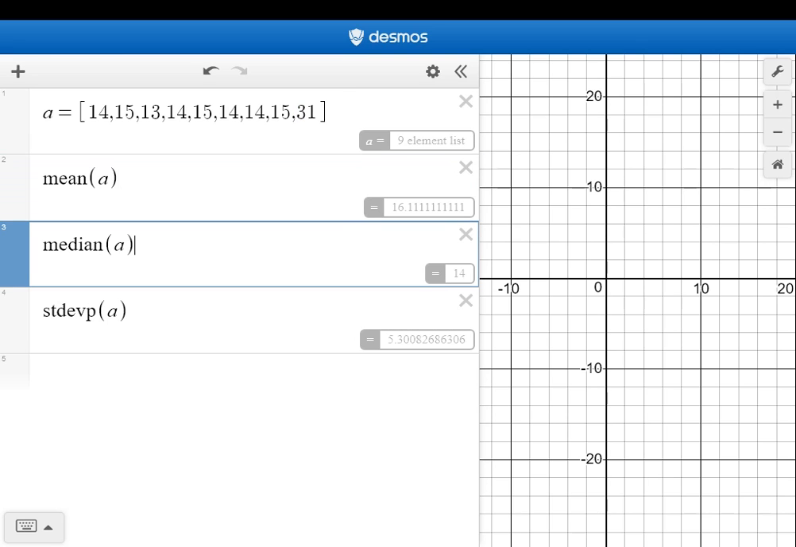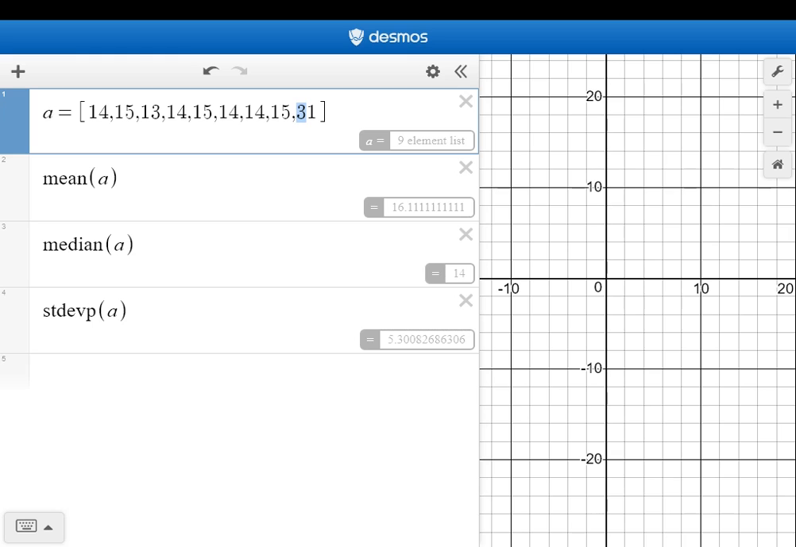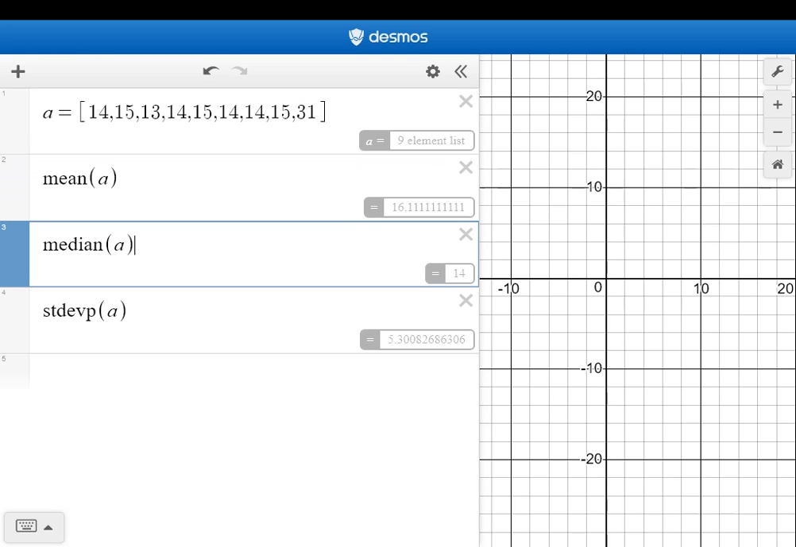But coincidentally enough, the median stayed the same. And it does stay the same because, if you remember what we learned, medians are not very affected by outliers. 31 would be an outlier in this particular example. Because 31 is much different than the rest of our data, it really does change my mean, but it doesn't really modify or change my median. So the median didn't change at all.